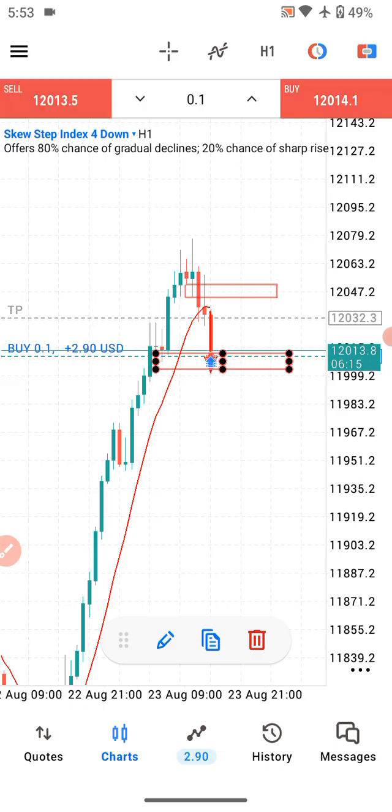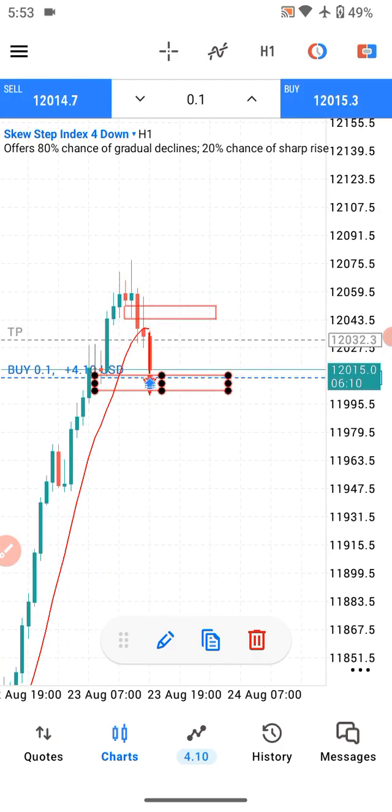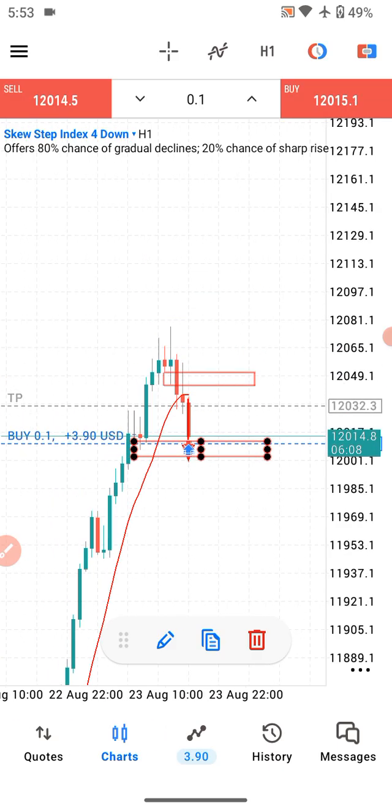A quick fact about me is that I like to see profits. Okay, I told you guys this is going to rise up, and it's rising, so it's looking good for me. Let's see how we can make $20 from this one.